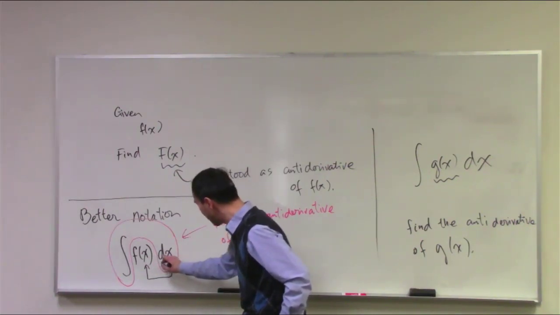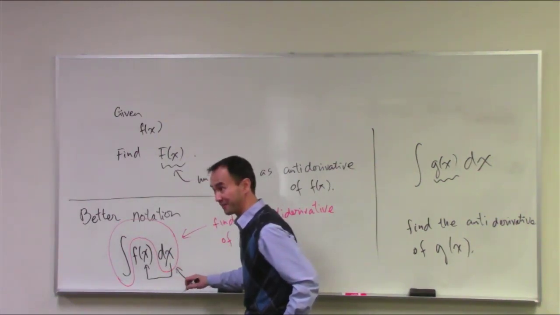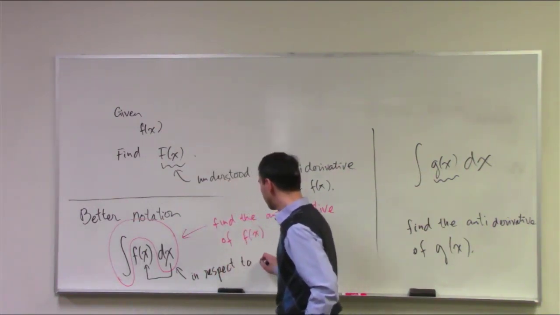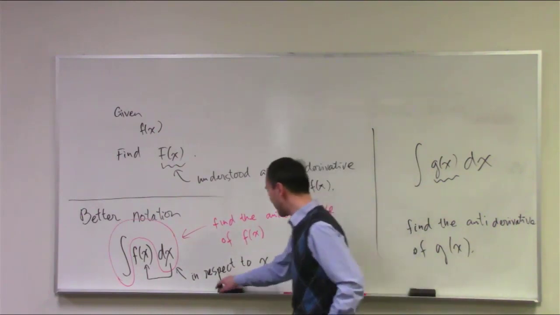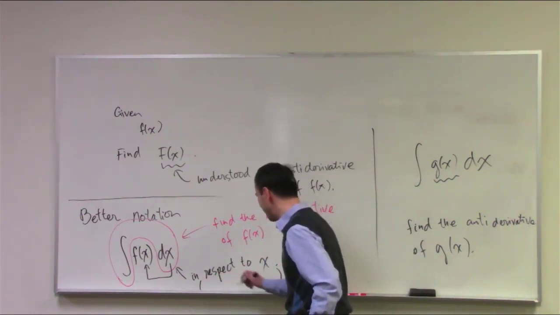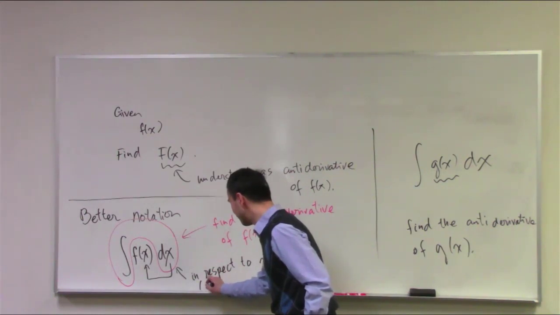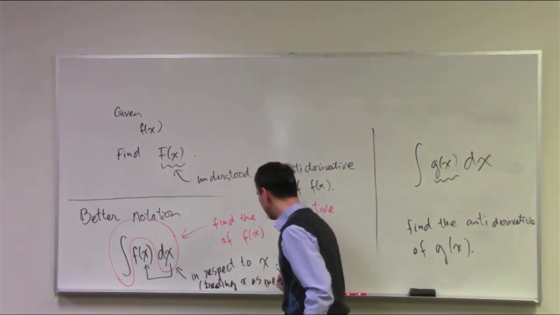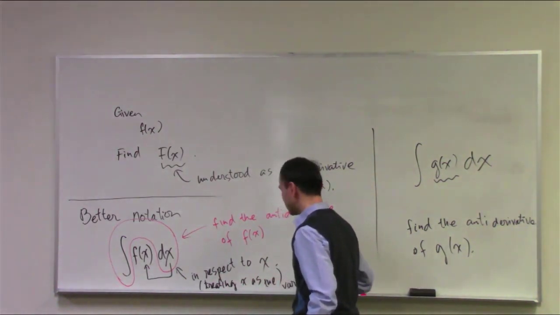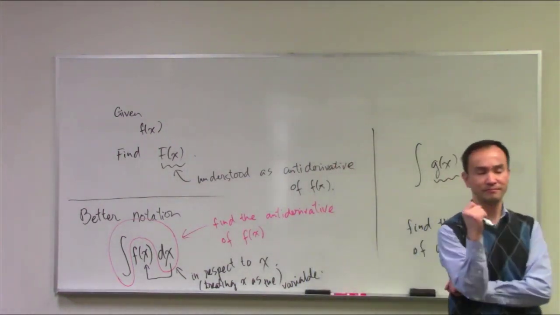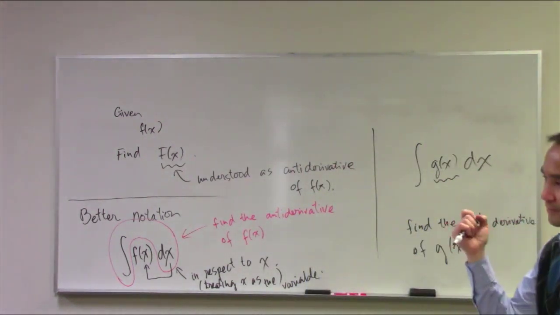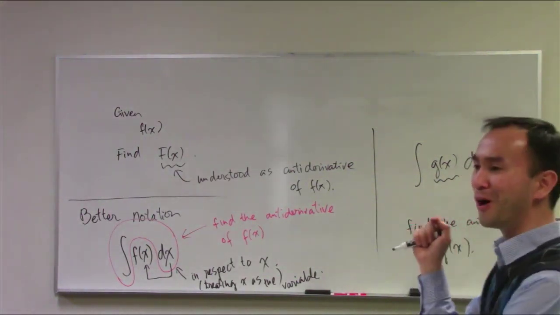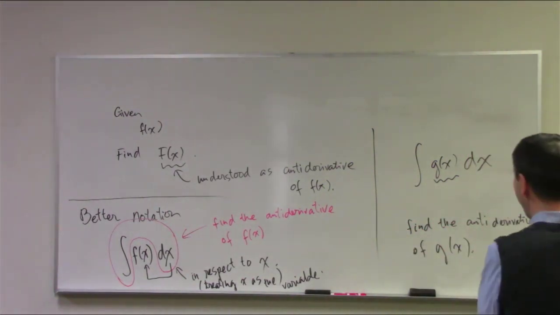So the dx here is not just there for fun. It's there because of in respect to x. What exactly does that mean, in respect to x? Well, it means we're treating x as the variable. We're treating x as the variable. You don't see much of the impact right now yet. I'll point out why it's so important to have the dx, the dy, a little later.